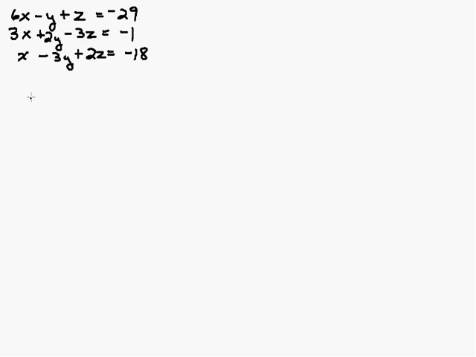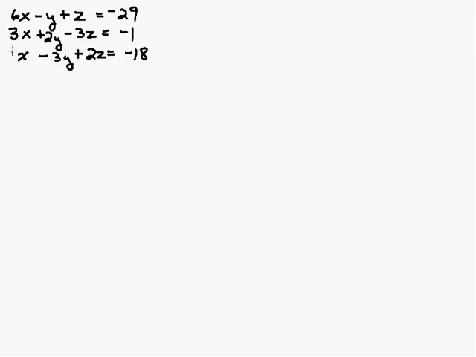So the first thing you want to do is try to figure out which variable you want to eliminate, and you can do that by looking at the coefficients on each variable. What you're looking for is if a variable has two coefficients that are the same, that's going to make that variable a little bit easier to get rid of. So let's take a look.